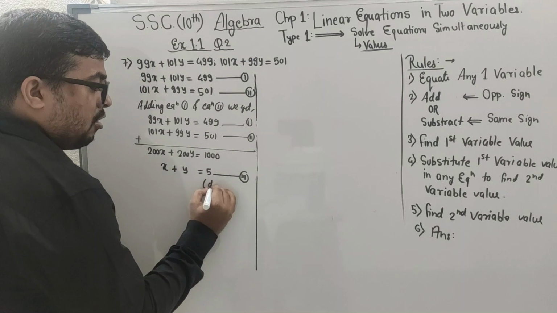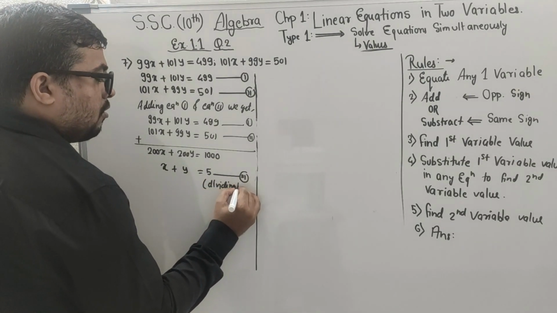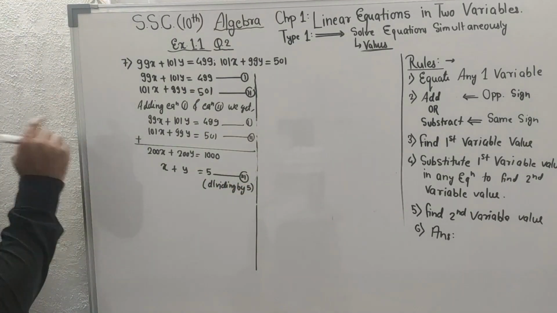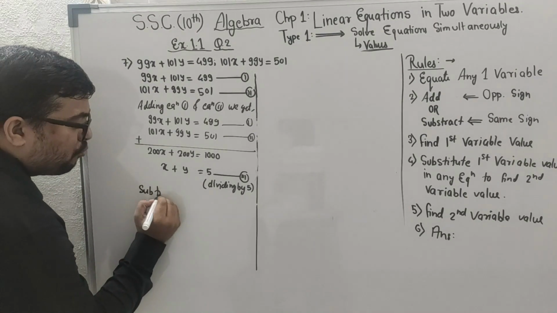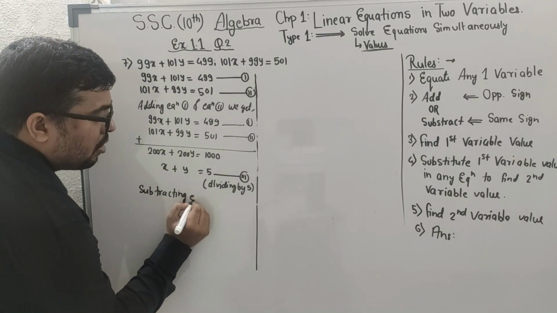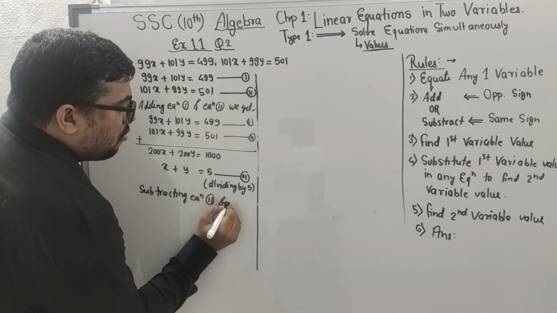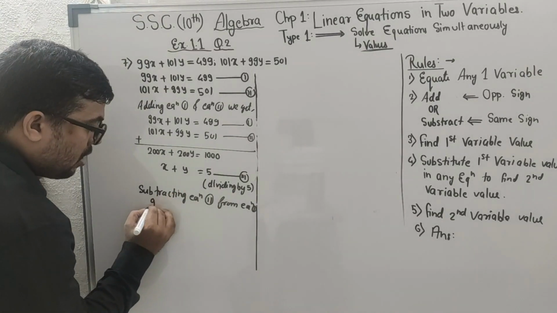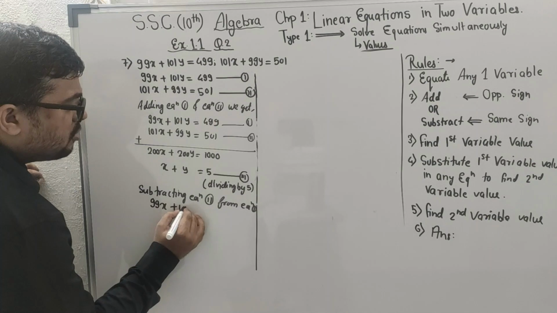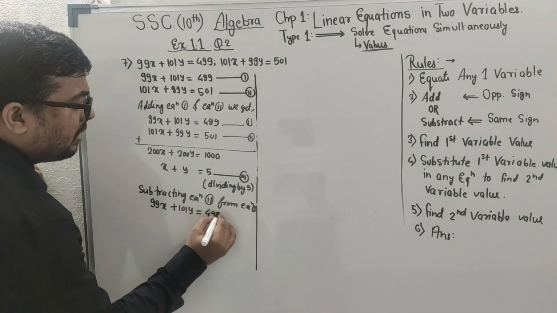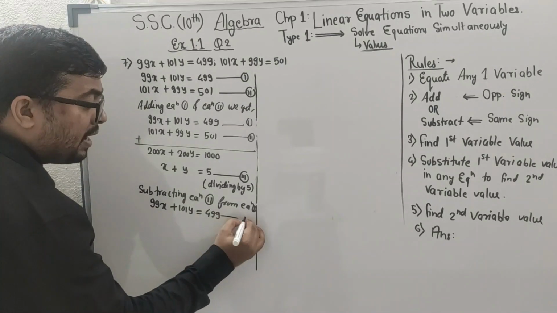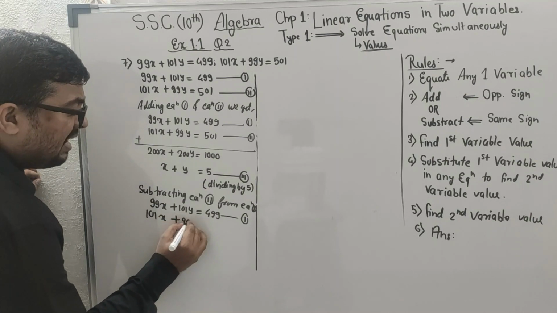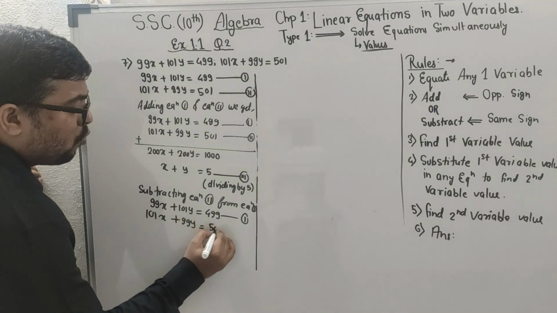You can write, dividing by 200. Now after adding you have to subtract. You will write subtracting equation 2 from equation 1. So what is equation 1? 99x plus 101y is equal to 499. This is your equation number 1. And equation number 2 is 101x plus 99y is equal to 501.